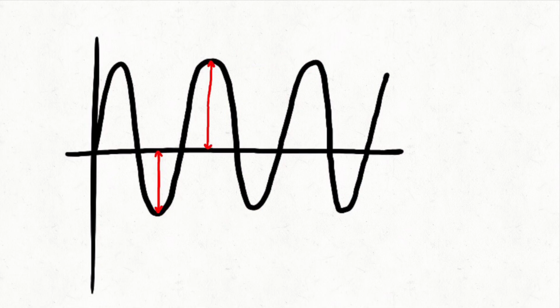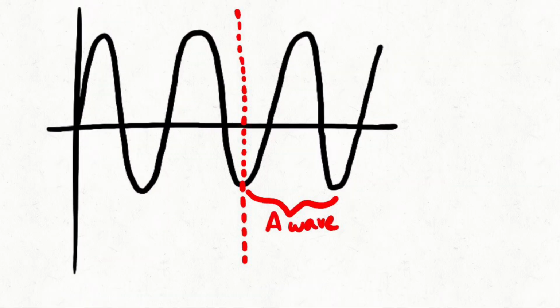The amplitude is the maximum extent of a wave measured from the position of equilibrium. The frequency is the number of crests of a wave that move past a given point in a given unit of time. The frequency is measured in hertz.